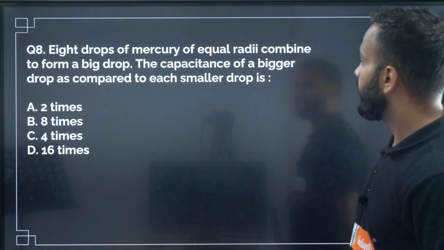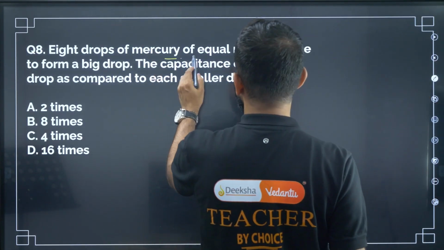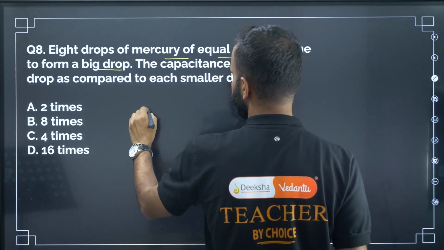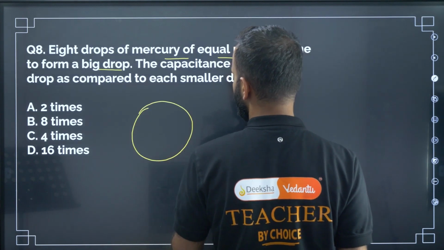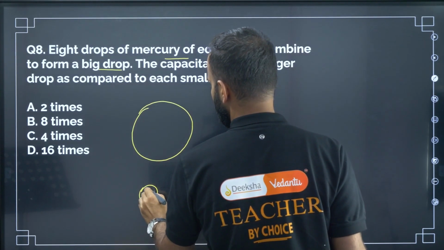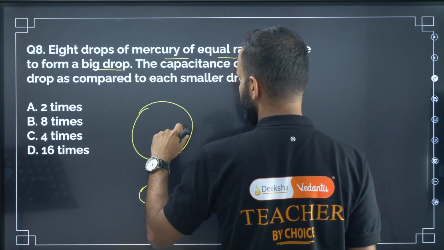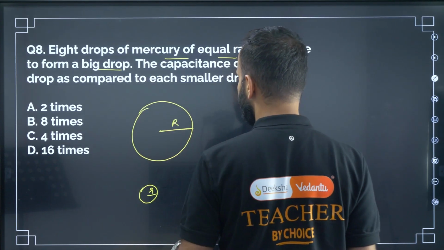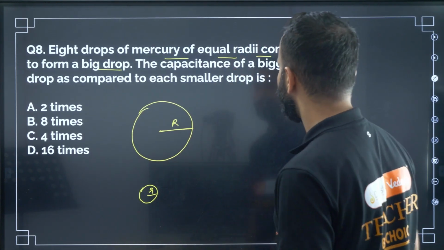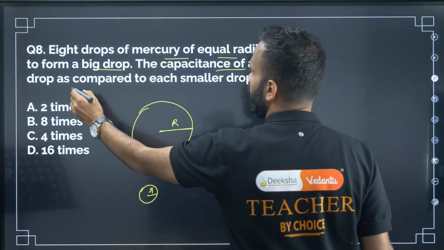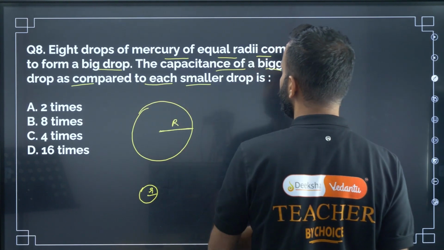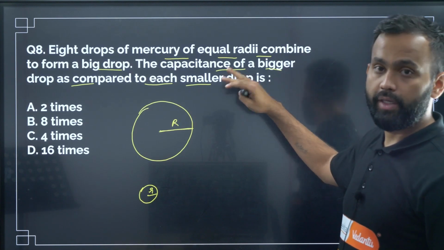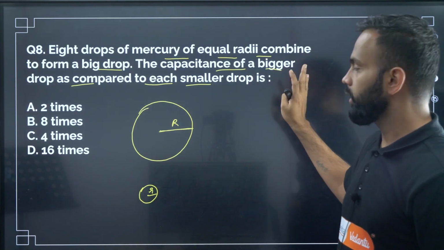Next question, question number 8. 8 drops of mercury of equal radii combine to form a big drop. Let's say small r is the radius of the small mercury drop, and capital R is the radius of the bigger mercury drop. The capacitance of the bigger drop as compared to each smaller drop is? We need to compare the capacitance of the bigger drop with the capacitance of the smaller drop.